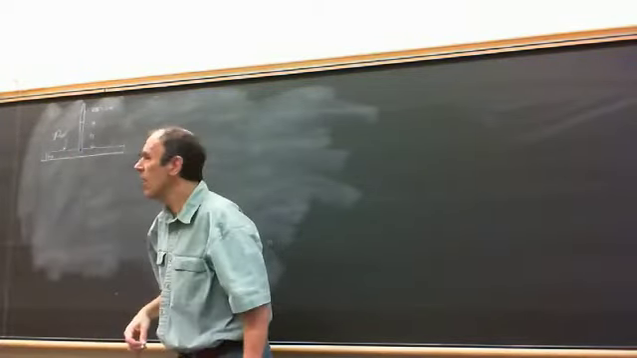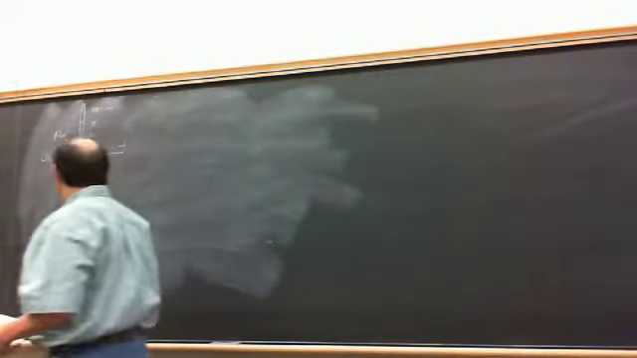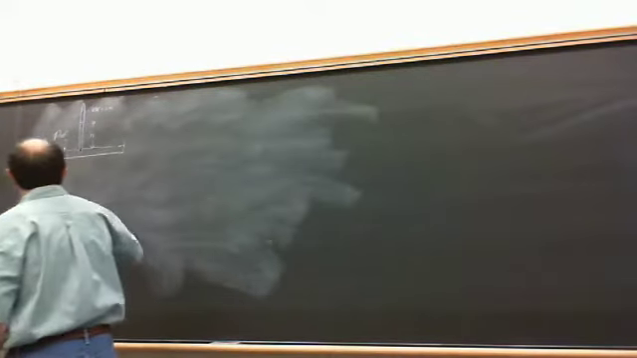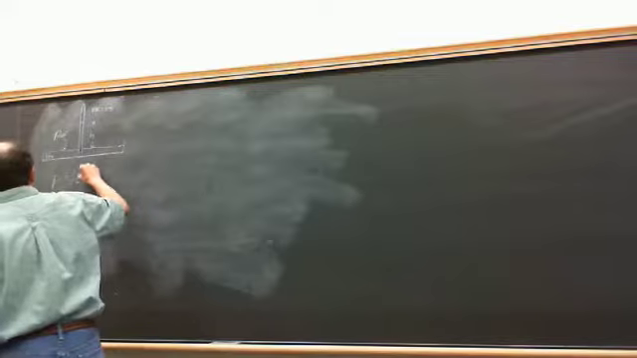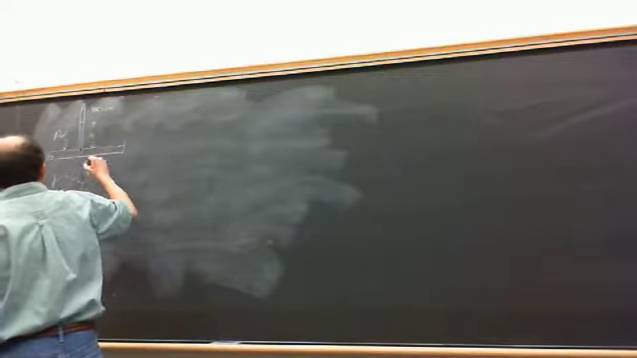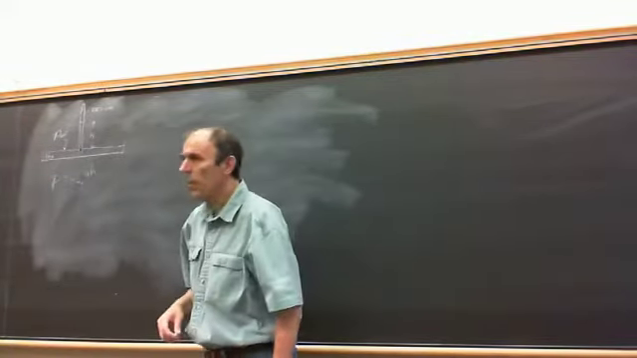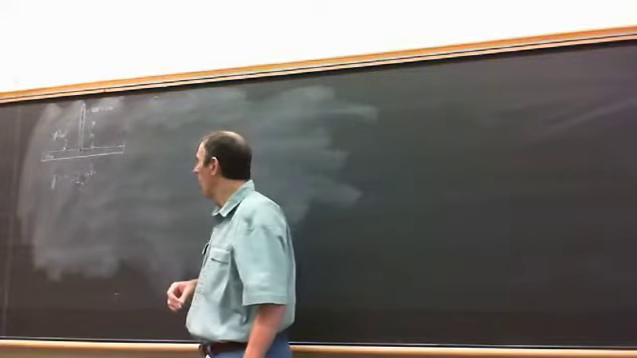Well, it's what it's going to take to hold that up against gravity. So the pressure that's going to be required is going to be the density of mercury times g times the height. That's similar to what we saw before.